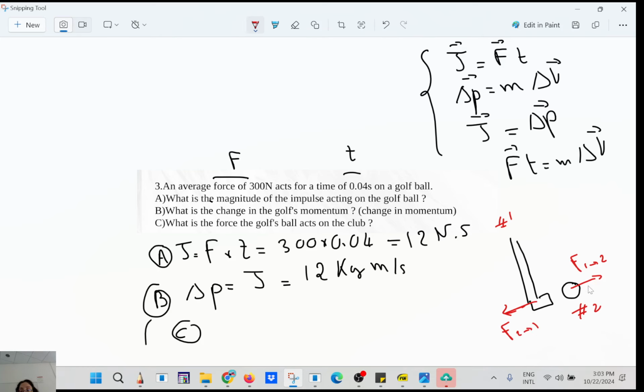They are going to be equal to each other, because you cannot hit without being hit, and you cannot hit harder than you are being hit. So the force is the same, not the consequence. The golf club will recoil, but it won't be as bad. But the golf ball, zoom, right?